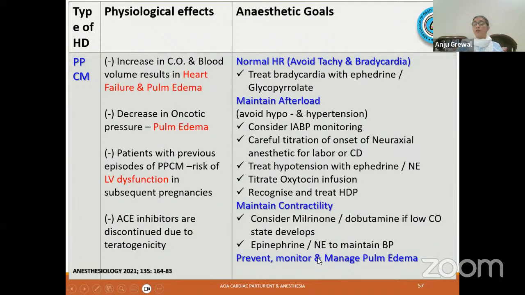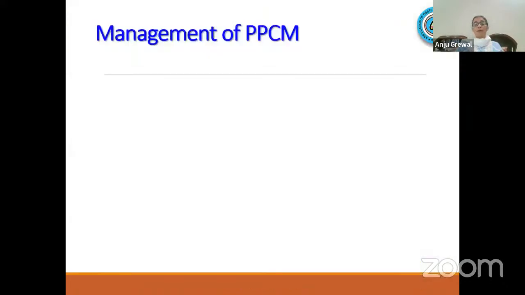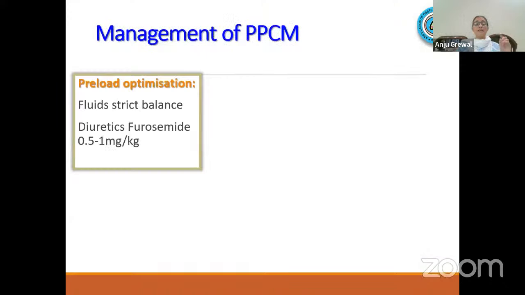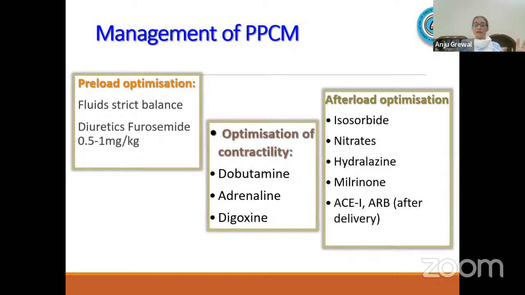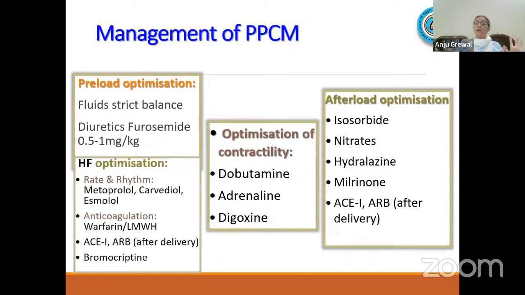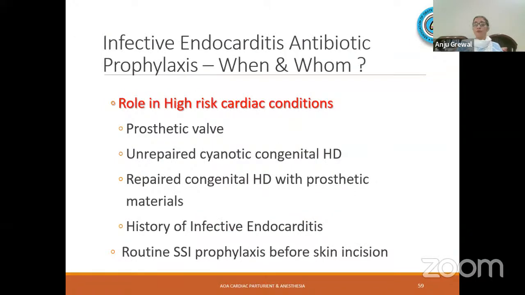Okay. Epinephrine is a good drug because it has both alpha and beta effects, and we always need to be on the lookout for pulmonary edema and manage it. So the mainstays for PPCM are preload optimization, afterload optimization, contractility, and of course preventing heart failure by looking at elements of rate, rhythm, and anticoagulation. ACE inhibitors and ARBs can be added in the postpartum period after delivery. There is a role for them.